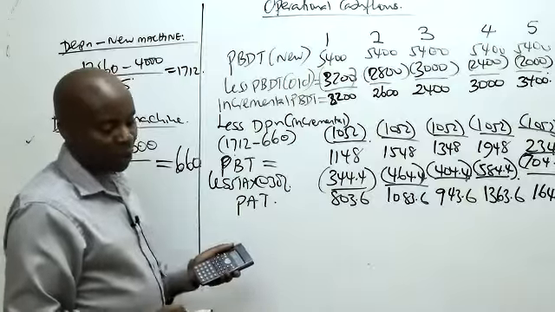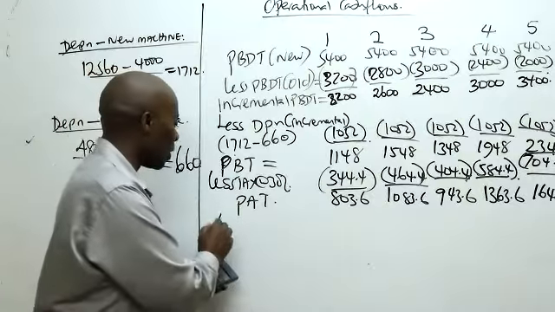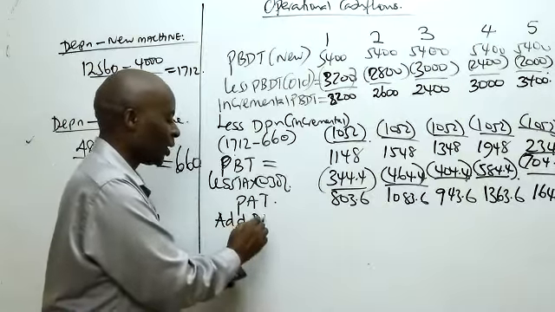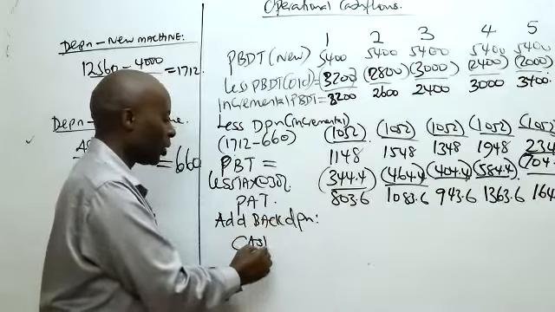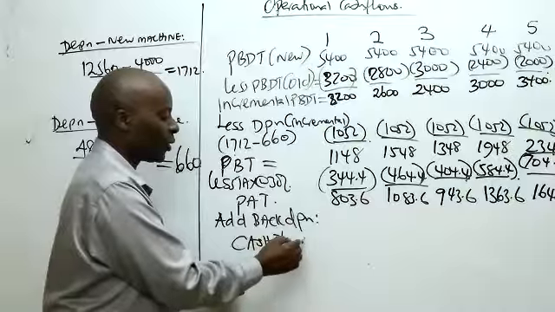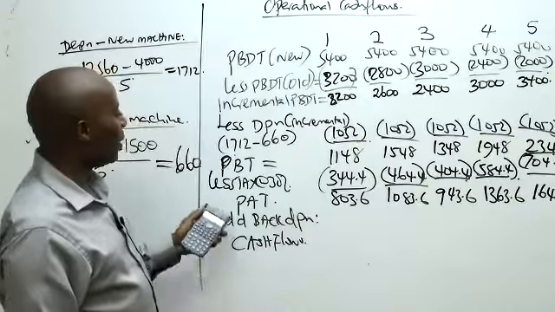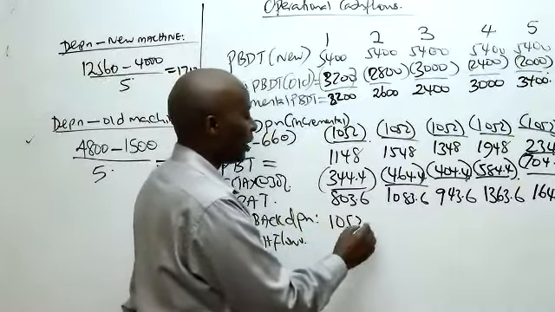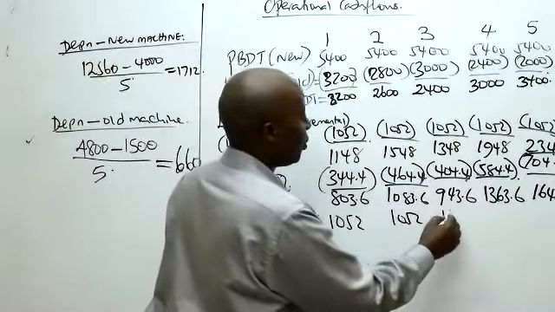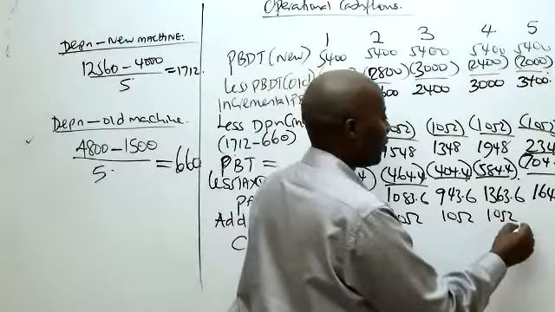After taxation. Profits after tax, of which will come and add back depreciation. The last thing, you add back depreciation for you to be able to get what we call the cash flows. So our depreciation amounts already we have them, the incremental 1052, 1052, 1052, 1052, 1052.